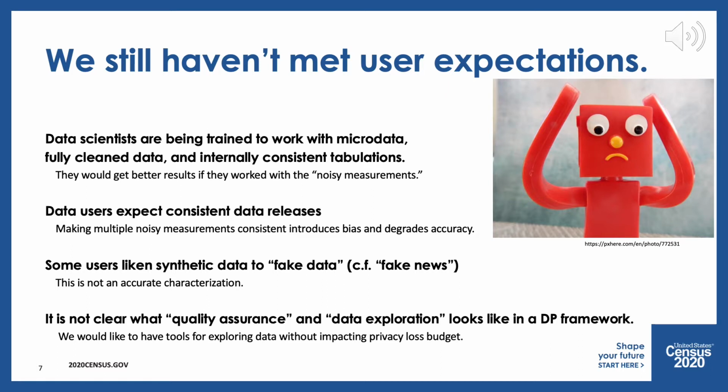Some users are calling the data that we release fake data, like fake news. That's not an accurate characterization of what we're doing. We're releasing synthetic data that is based on real data and which has had privacy protection mechanisms added. And our final problem has been that it's really not clear how to do quality assurance and data exploration in a differential privacy framework. So we're really looking to engage with the community on that issue, and that's really important for differential privacy moving forward.